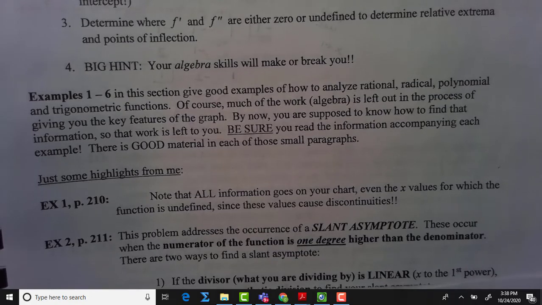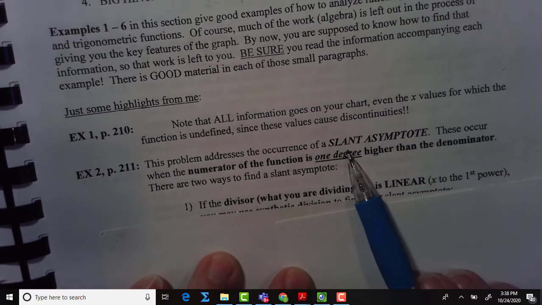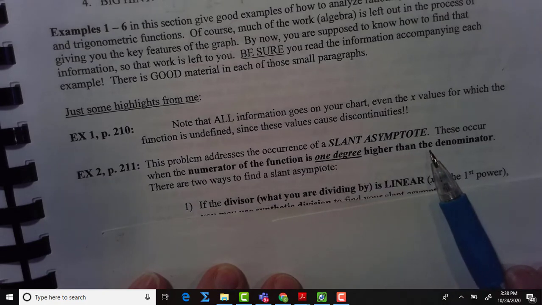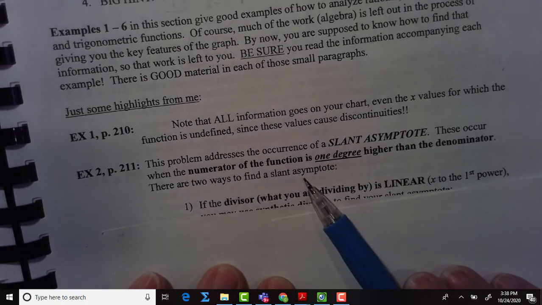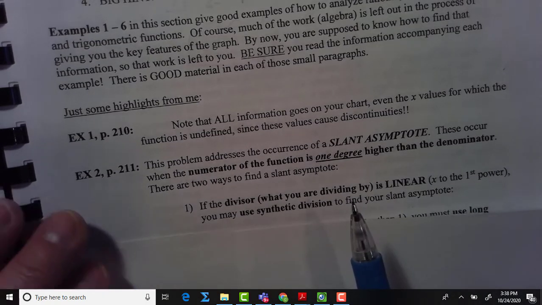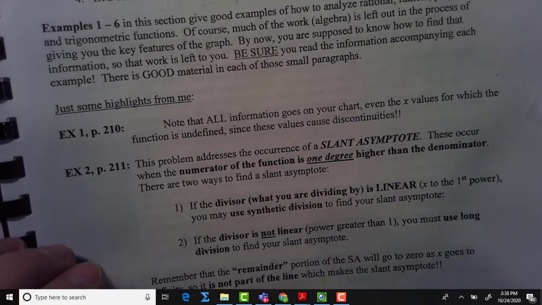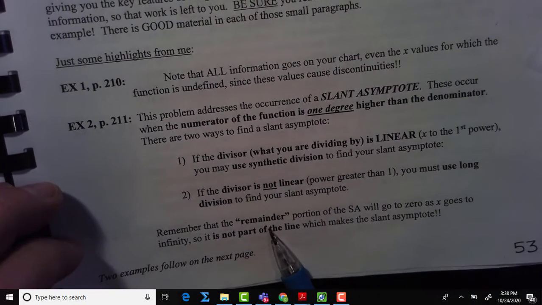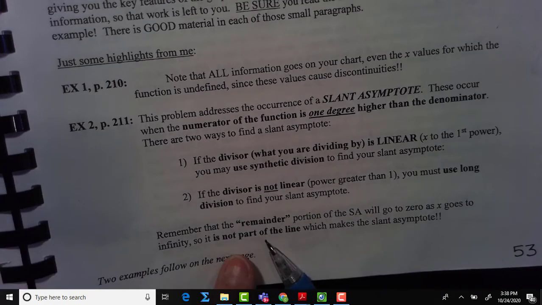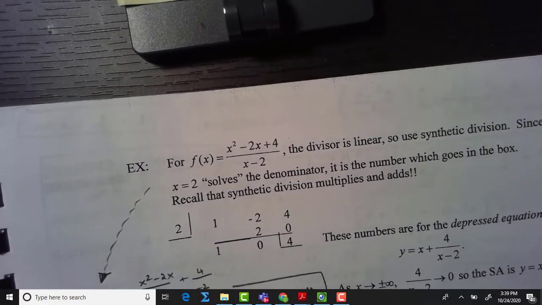Example 2, notice there's going to be several things that come up. This problem addresses the occurrence of a slant asymptote. This is going to happen when the numerator of the function is 1 degree higher than the denominator, and there's going to be 2 ways to find a slant asymptote. If your divisor is linear, you can use synthetic division. We did that in an example in section 3.5. If the divisor is not linear, you have to use long division. And remember, the remainder portion of your slant asymptote will go to 0 as x goes to infinity, so it's not part of the line which makes your slant asymptote. And then I give further example of how to reduce something.